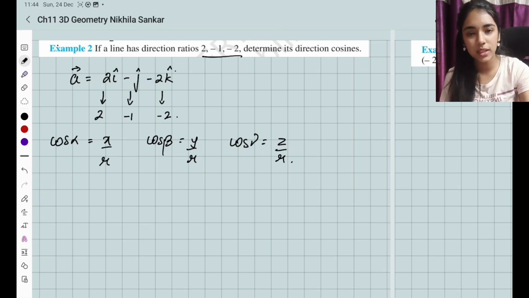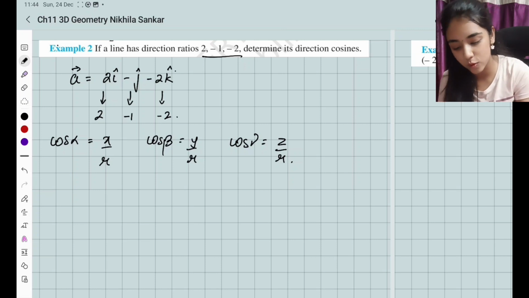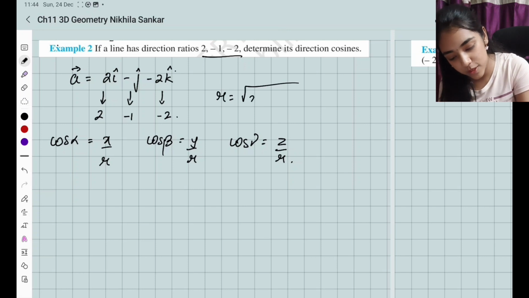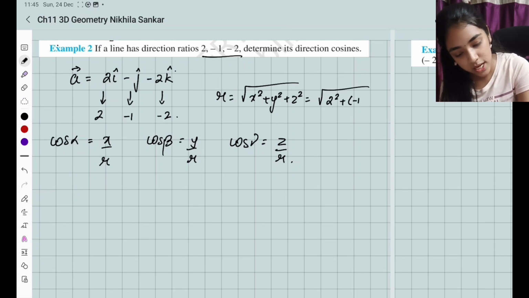Okay, எல்லா questionக்குமே இந்த மாதிரி தெளிவா எழுதிட்டீங்கன்னா ஃபார்முலால கன்ஃபியூஷன் இருக்காது. ஏன்னா இதுல இன்னும் நிறைய ஃபார்முலாஸ் இருக்கு. கொஞ்சம் கன்ஃபியூசிங்கா இருக்கும் if you don't write the steps. Step எழுதுனா கிளியரா இருக்கும். Okay, and what is my r going to be? It is going to be square root of x square plus y square plus z square, and when I substitute the values I have square root of 2 square minus 1 the whole square plus minus 2 the whole square.